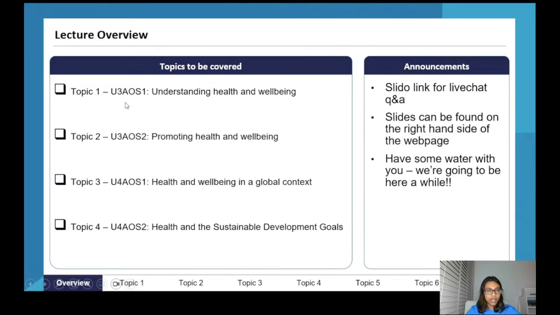Okay, so today we're going to be looking at all four areas of study, and we've split them up into the different units and the different areas of study. The Slido link for the live chat Q&A should hopefully be on the webpage somewhere. So if you want to ask questions while we go through it, if you're here right now when it's first being released and not just watching the recording afterwards, then feel free to ask me questions and hopefully I'll be able to get to all of them. The slides can also be found hopefully somewhere on the webpage as well, so you can annotate as we go along.